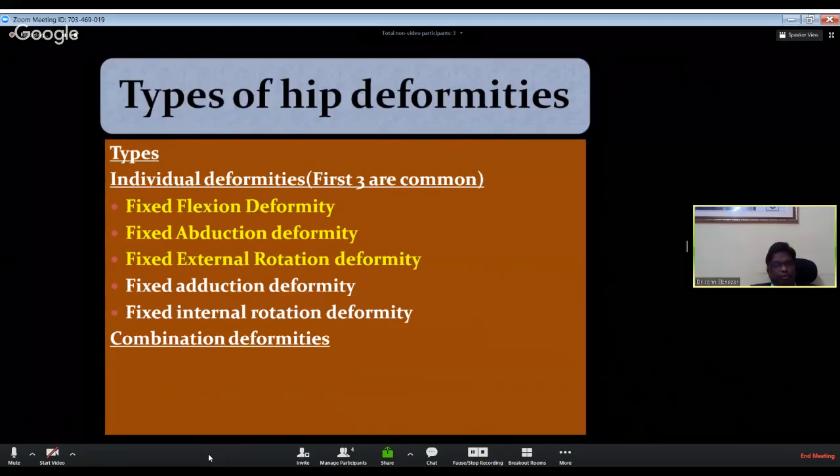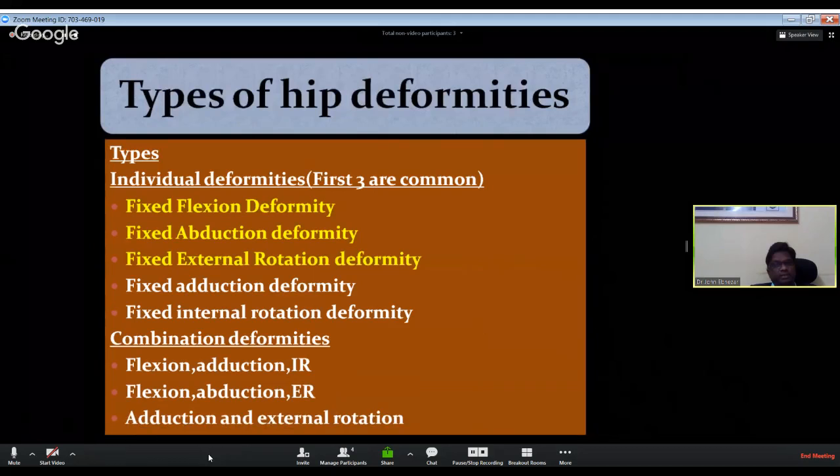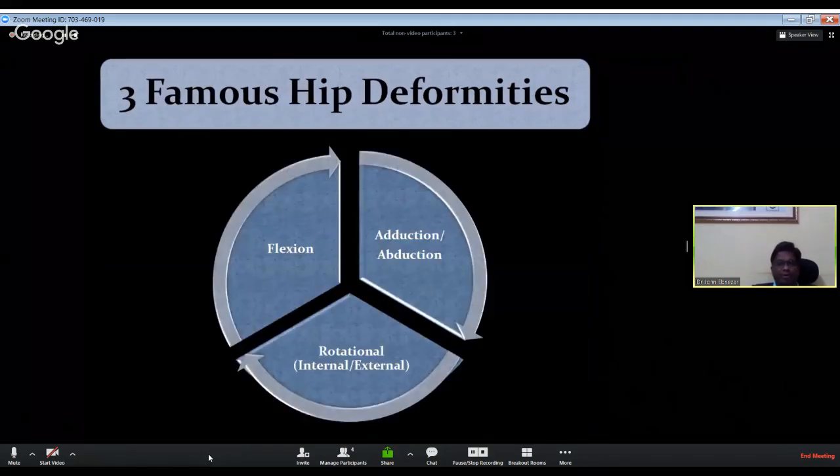In the combined deformities, these are the types: flexion, adduction, internal rotation, or flexion, abduction, external rotation, and flexion, adduction, and external rotation. So these are some of the important individual as well as combined deformities we should look at. Now there are three famous hip deformities. What are those? Flexion deformity, abduction and adduction deformities, or coronal plane deformity, then rotational deformities, which will be internal or external. So these are the three famous hip deformities.